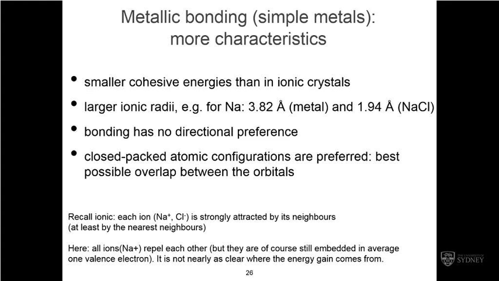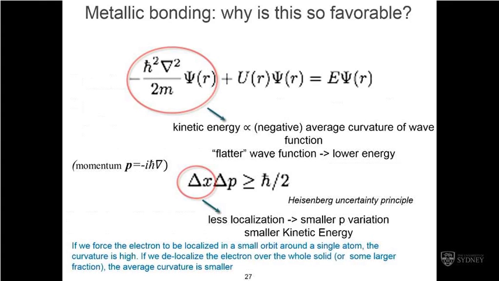Okay, so one way to understand qualitatively why the metallic bonding might be favorable is when we look here at the Schrödinger equation, where basically this term here, the kinetic energy term, has the momentum operator, and we have the Heisenberg uncertainty principle. So basically the kinetic energy is proportional to the negative of the average curvature of the wave function, because it's a second derivative, okay, it gives you the curvature.